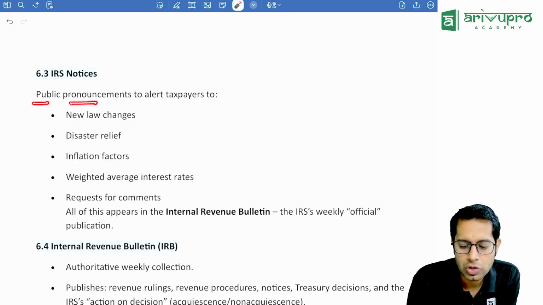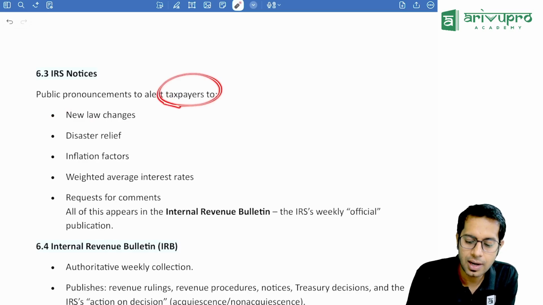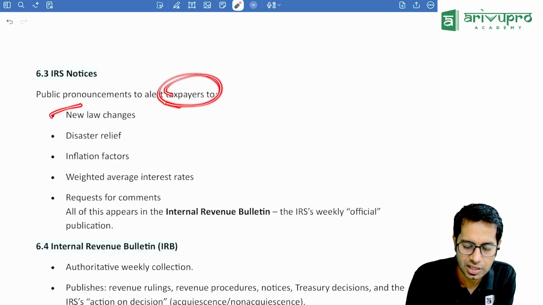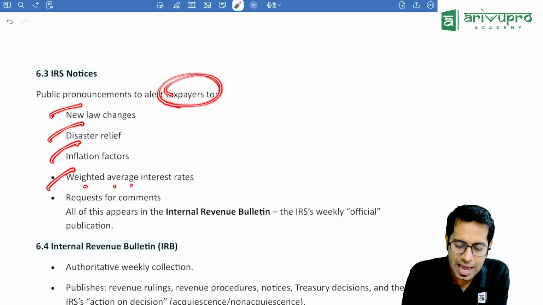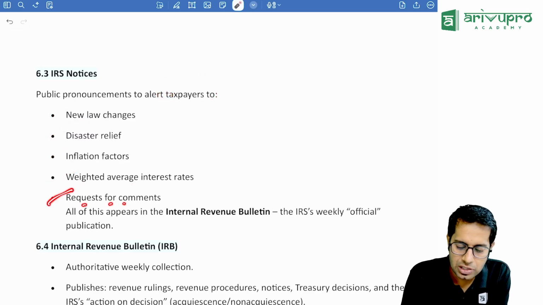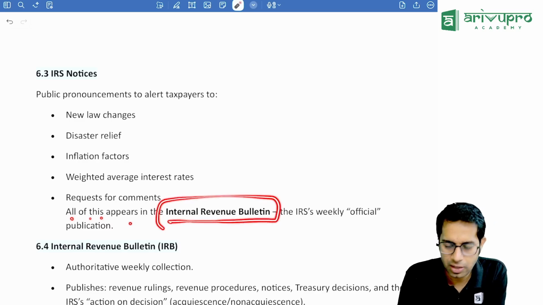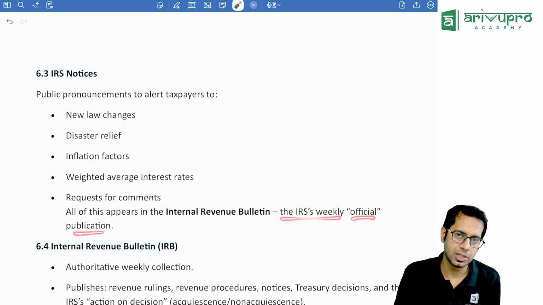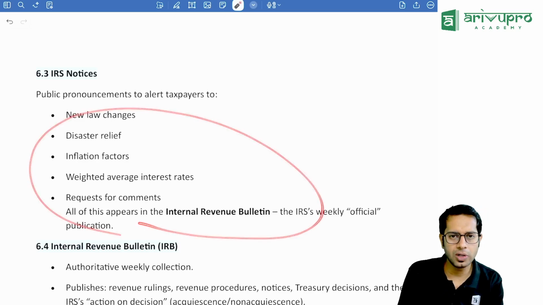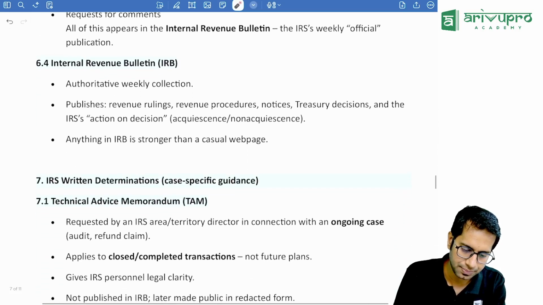They are public pronouncements to alert a taxpayer to new law changes. They will alert you with respect to law changes, disaster relief, inflation factors, or weighted average interest rates, requests for comments, and all this appears in the Internal Revenue Bulletin, the IRS weekly official publication. So in the practical world, do I have to see all these things as a student? No. If you are practicing as an EA, yes, you have to refer to this.